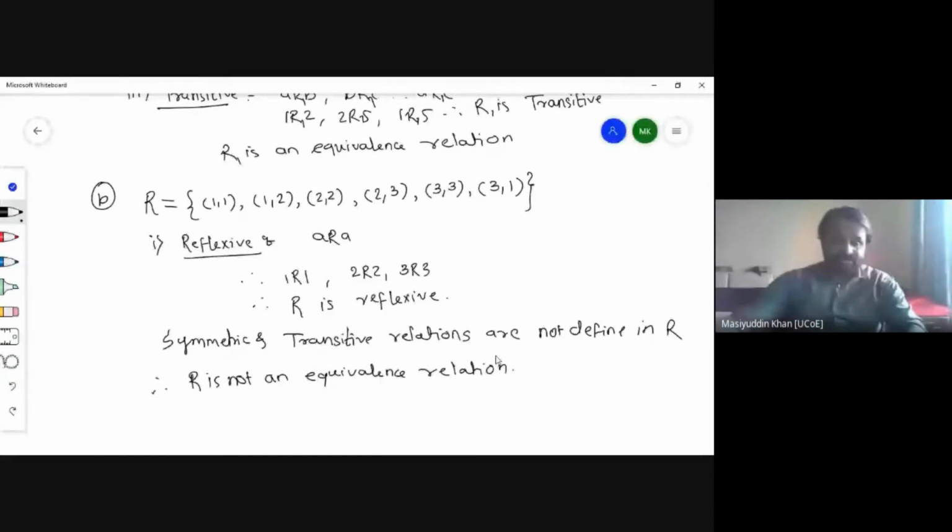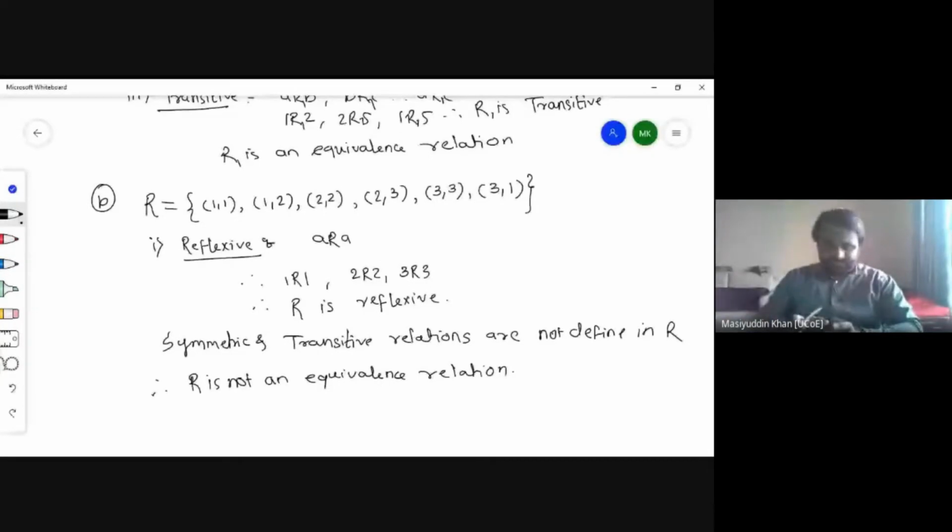If anyone is facing any doubts regarding this chapter, this is just an introduction of a diagram, because later the next chapter I'm going to teach is lattices and Boolean algebra. In that chapter, you will have to learn how to define a Hasse diagram, etc. So in that chapter you will learn in a detailed way.